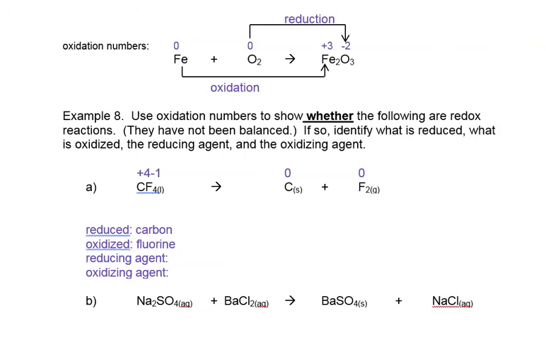The reducing agent and the oxidizing agent, remember, is the substance that causes oxidation and the substance that causes reduction. So in this case, there's only one reactant. It is both causing the reduction and being reduced. It's also causing the oxidation and being oxidized. So our reducing agent is the substance, right? So the compound that has the thing that's causing the reducing. So in this case, carbon tetrafluoride is both reducing and oxidizing agent. So it's a little tricky.